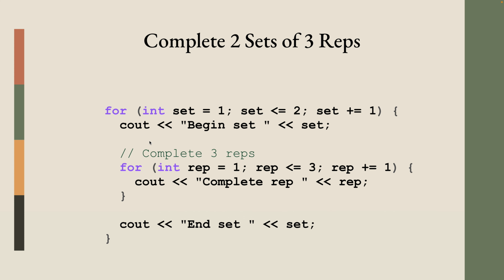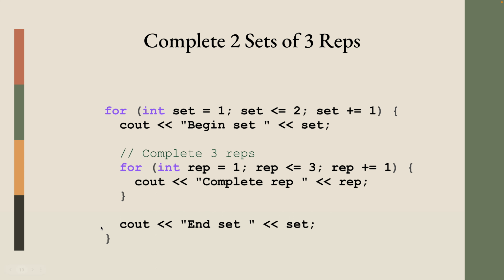Yeah, so we said the initialization statement only runs once for a for loop, but it's essentially every time the for loop block runs. So we do begin set 1, and this is the first time this whole for loop block runs. So we set this new variable int rep equals 1. That's essentially resetting and initializing the variable, right? And then rep becomes 2, then 3.